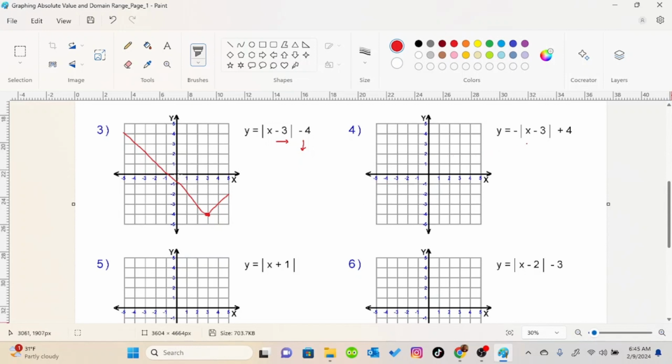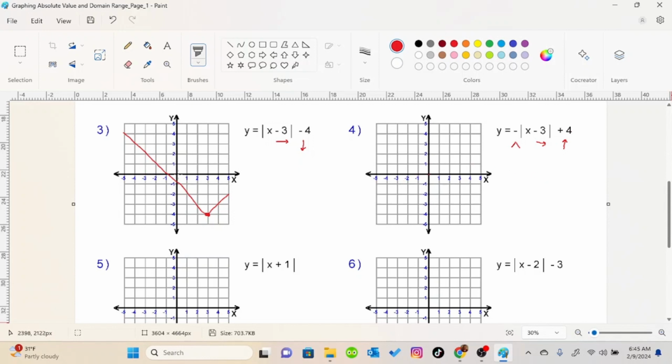Number 4. We have a negative in front of the absolute value symbol, so that tells us it opens downward. We have x -3 inside the absolute value symbol. That tells us to shift right 3. And we have +4 outside the absolute value. So that tells us to shift up 4.